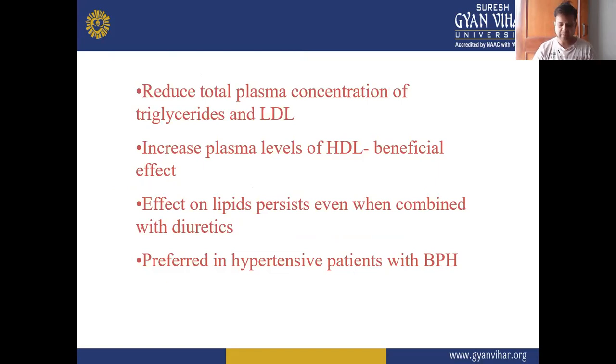They reduce total plasma concentration of triglyceride and low density lipoprotein, and increase plasma level of high density lipoprotein, which is a beneficial effect. The effect on lipids persists even when combined with diuretics. They are preferred in hypertensive patients with BPH.